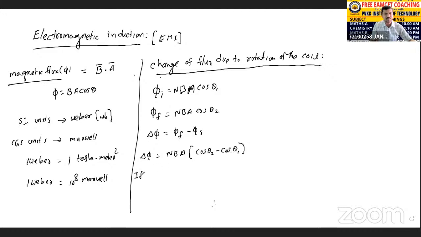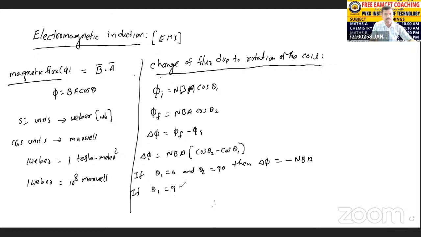Conditions: if theta 1 is equal to 0 and theta 2 is equal to 90, then the change of magnetic flux is minus NBA, because here cos 0 value is 1, cos 90 value is 0, so 0 minus 1 gives minus NBA.